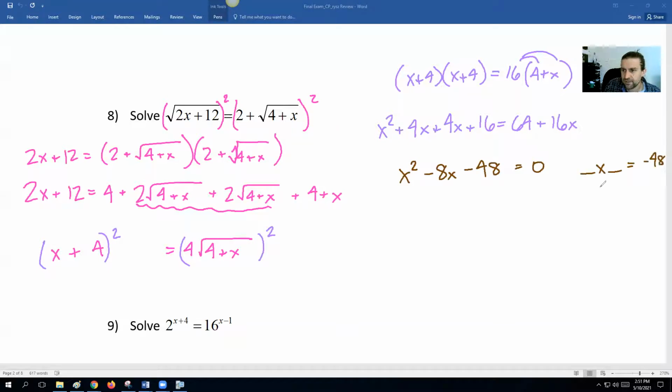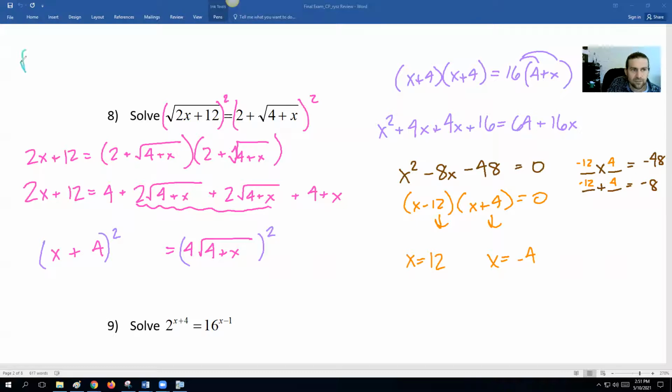What two numbers multiplied together give you negative 48 and add together to get negative 8? Let's think about it, that'd be negative 12 and positive 4. So we have an x minus 12 and an x plus 4 when we factor. And we solve each one of those, we get x equals positive 12 as a solution, or potentially x equals negative 4 as another potential solution. And what we got to do is plug both of them back in to see if they work.